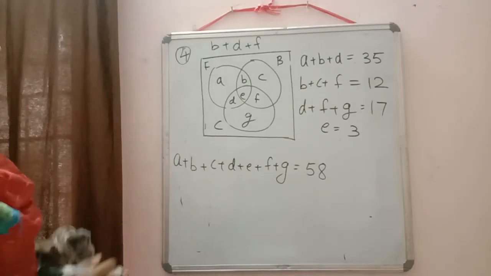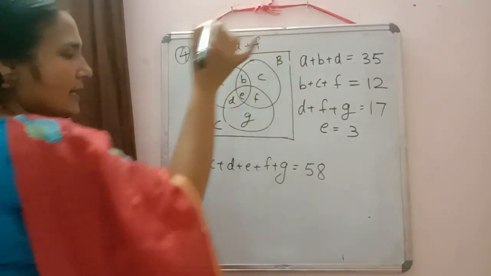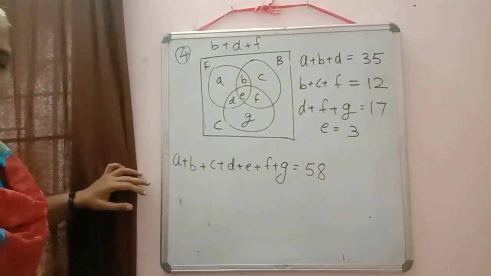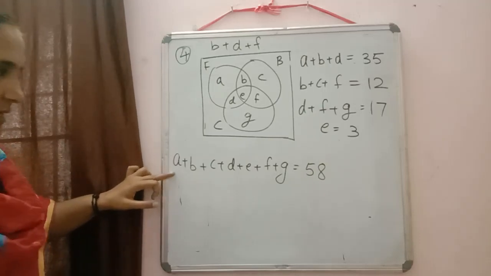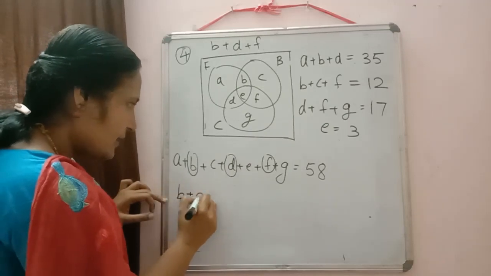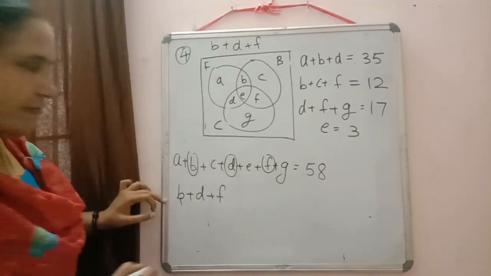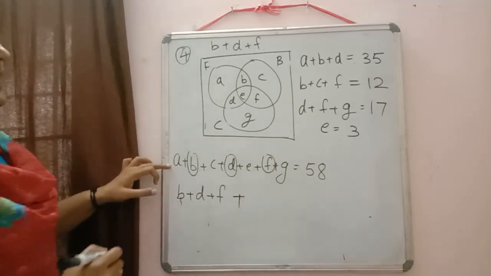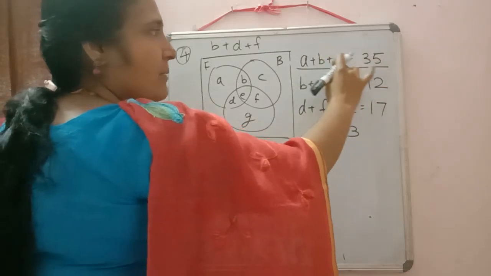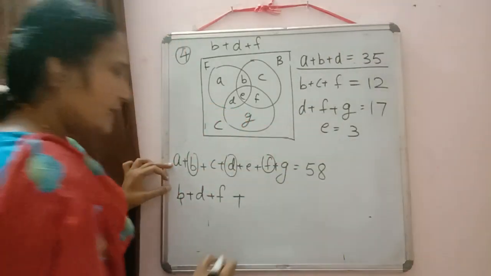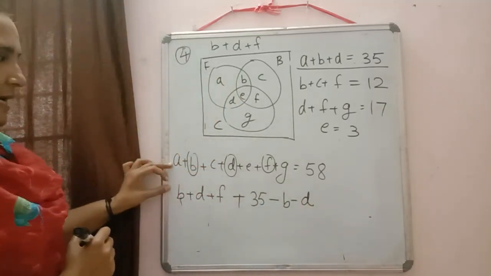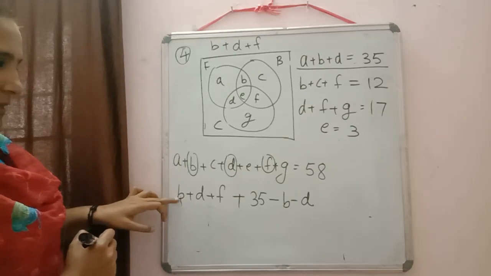Now we have to find the value of B, D and F. So what we will do, we keep B, D and F separately because that is only what we have to calculate in this information. Just write down here: B plus D plus F plus. How can we rewrite A? From here A can be written as 35 minus B minus D. B we already wrote here, so don't write it again.